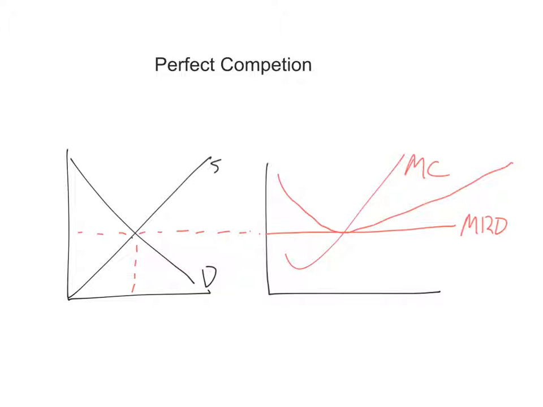Alright, so today we're going to take a look at perfect competition. We're going to take a look at how supply and demand affect the marginal revenue curve. We're going to take a look at marginal cost as well as the average total cost curve.